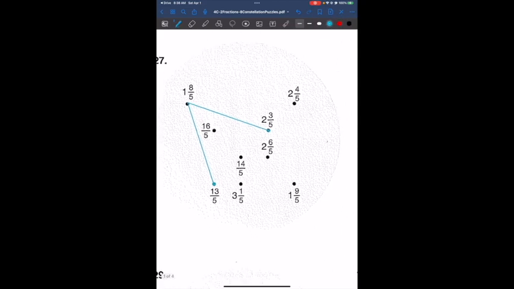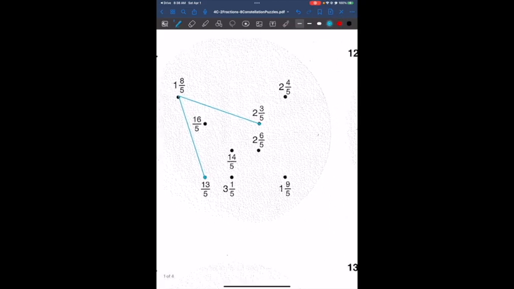Then we're going to look for other equivalent expressions. And if we have 16 over 5, we're going to try to make it into a mixed number. And so we know that 16 over 5 is 15 over 5 plus 1 over 5, which is 3 plus 1 over 5, so it's going to be 3 1/5. And we have it right here, so we're going to connect the dots.